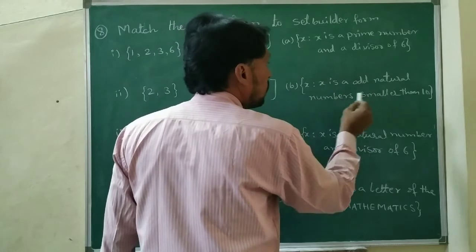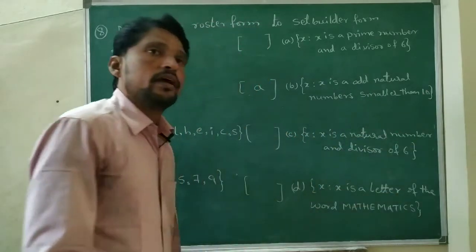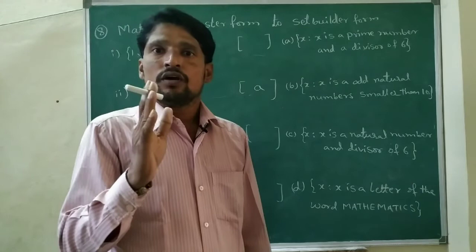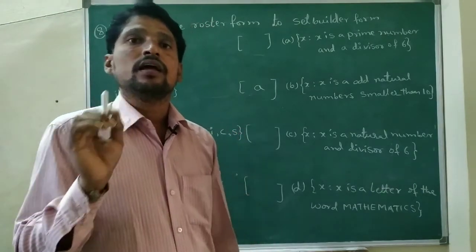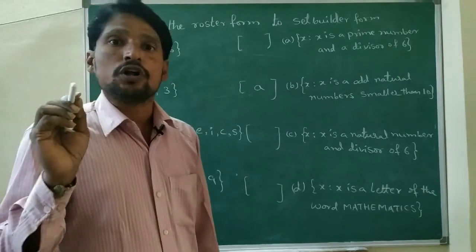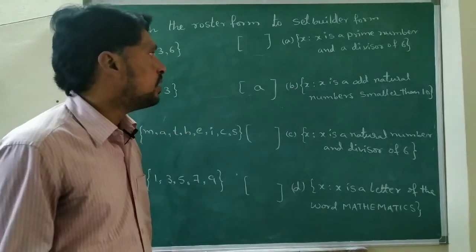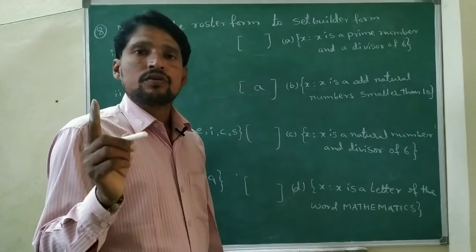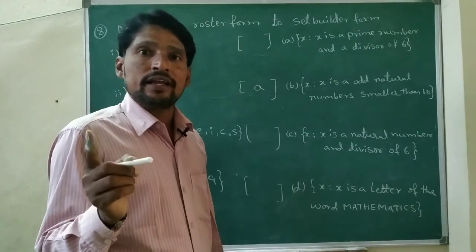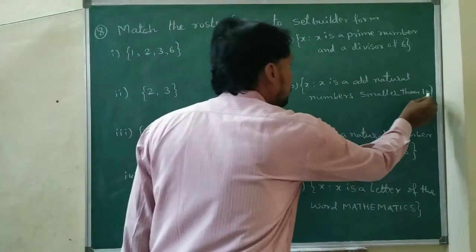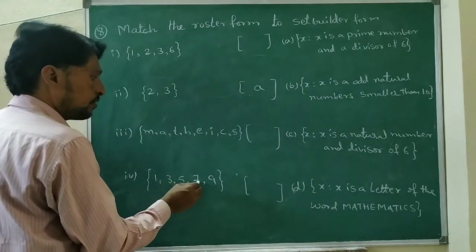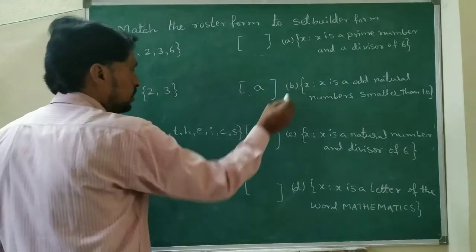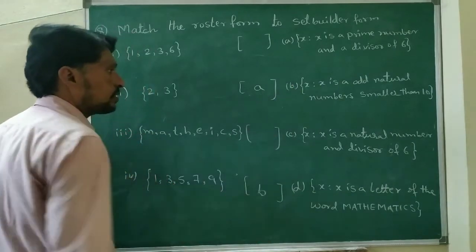Next, set builder form for B: x such that x is an odd natural number smaller than 10. What are the natural numbers? Already you know: 1, 2, 3, 4, 5, 6, 7, 8, 9, 10, and so on are called the natural numbers. In that, what are the odd natural numbers? 1, 3, 5, 7, 9. Smaller than 10, they asked. So 1, 3, 5, 7, 9 belongs to B.